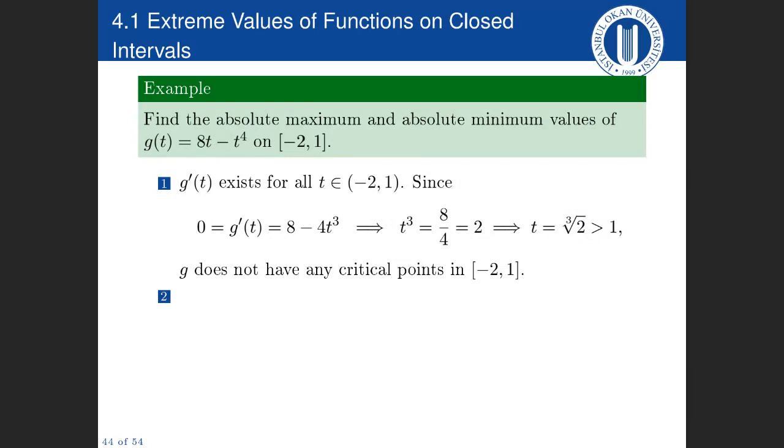Step 2, calculate the value of our function at all of the critical points. We don't have any critical points, so there's nothing to do. So let's move on. Step 3, calculate the value of g at the endpoints. g at -2 is -32. g at 1 is equal to 7.